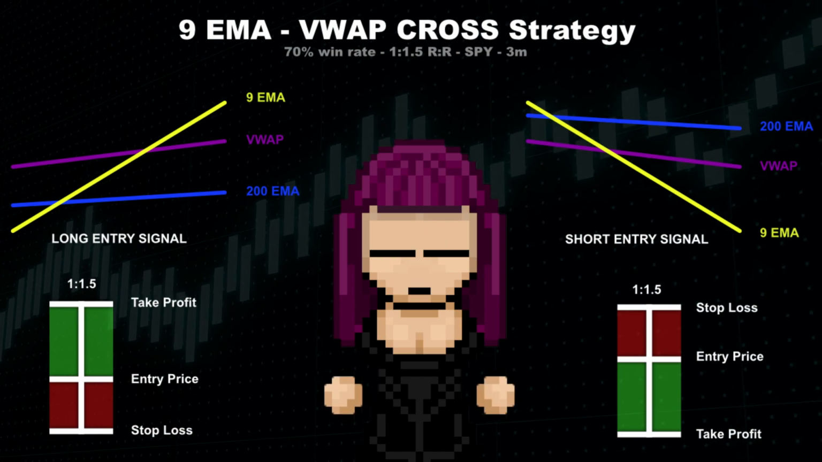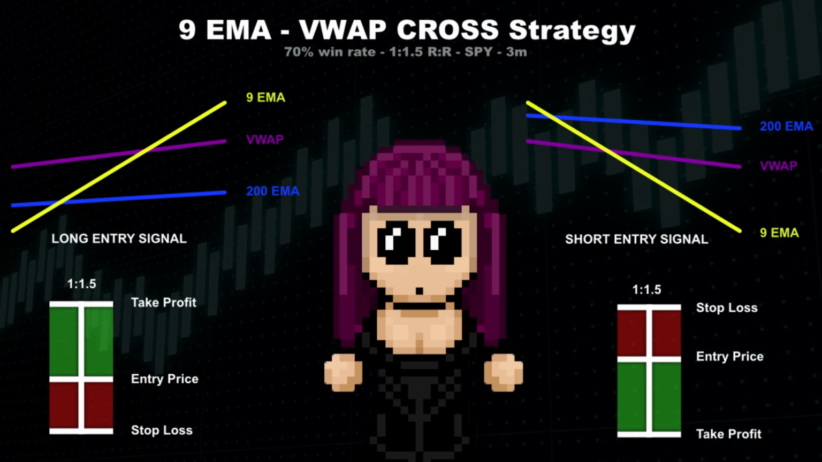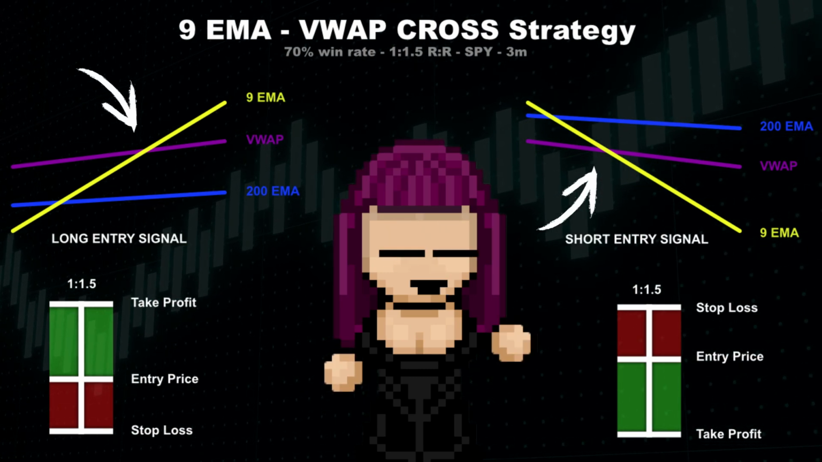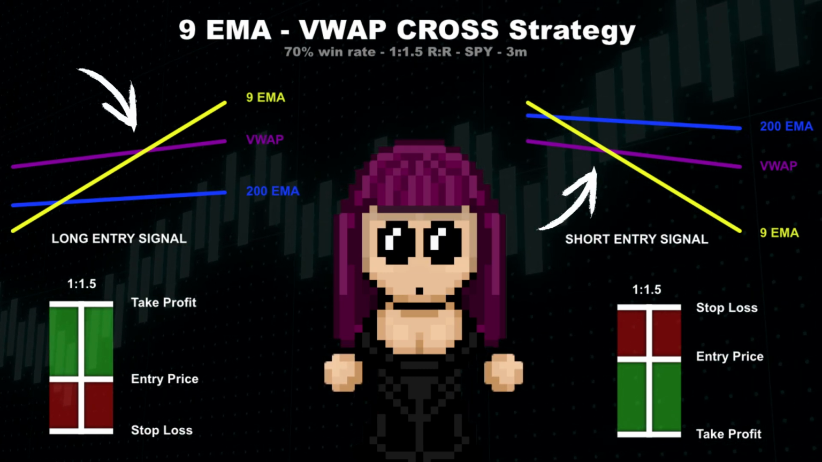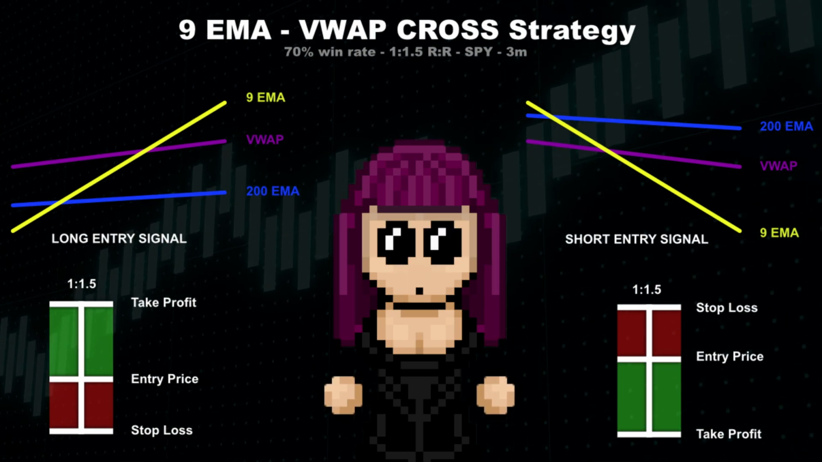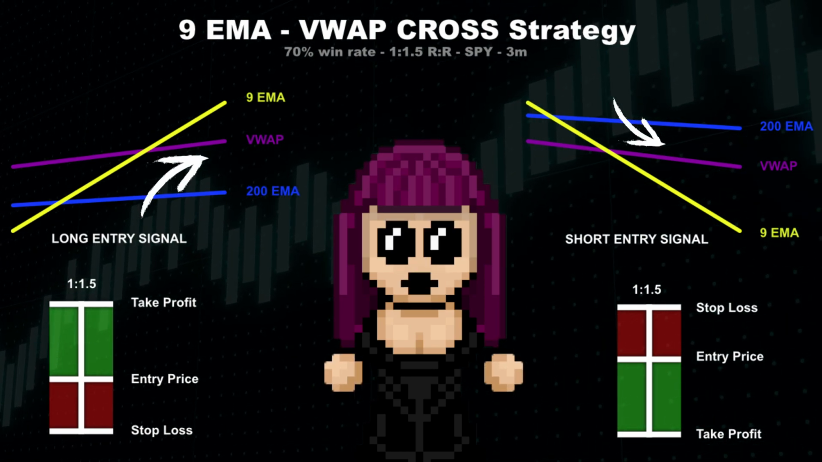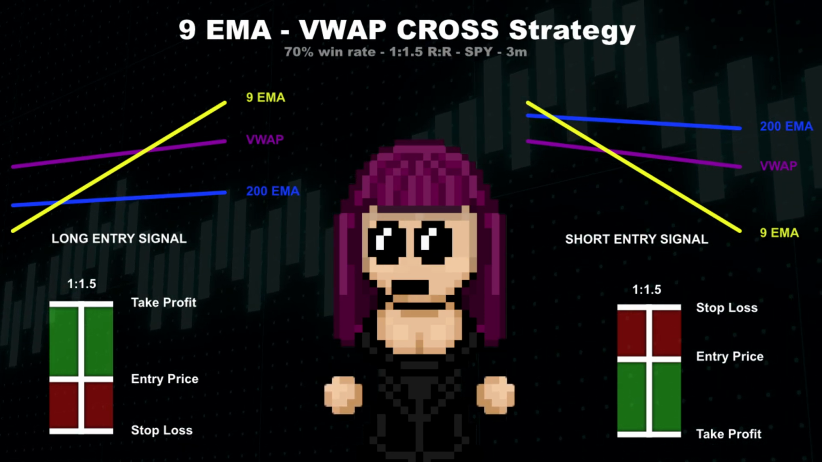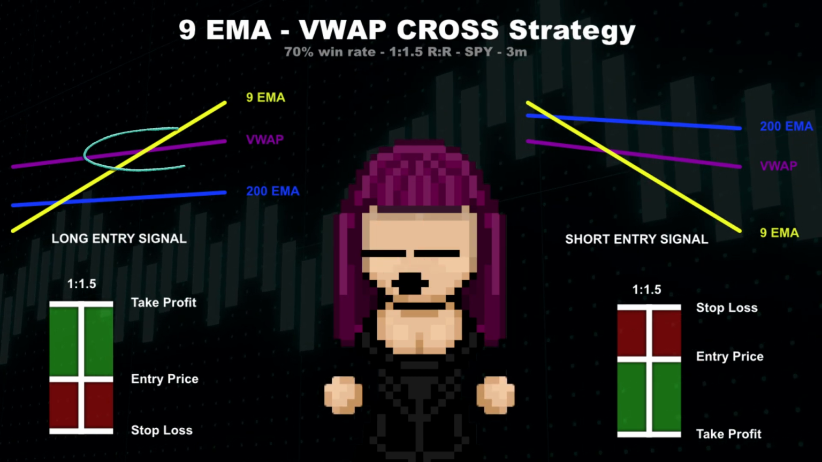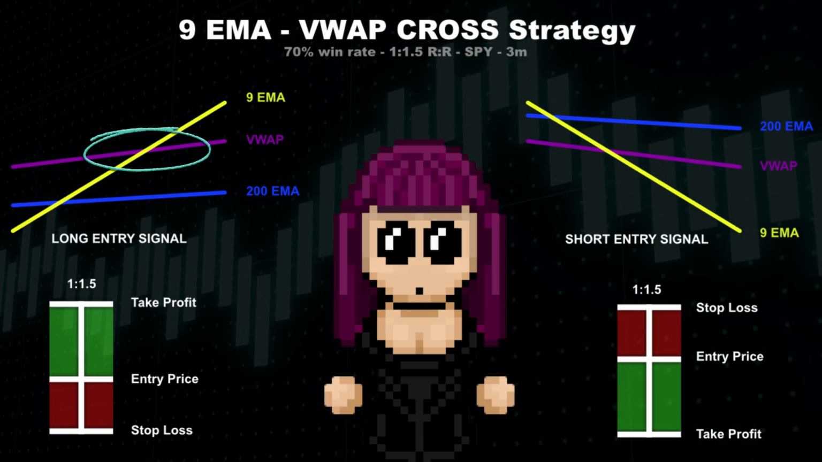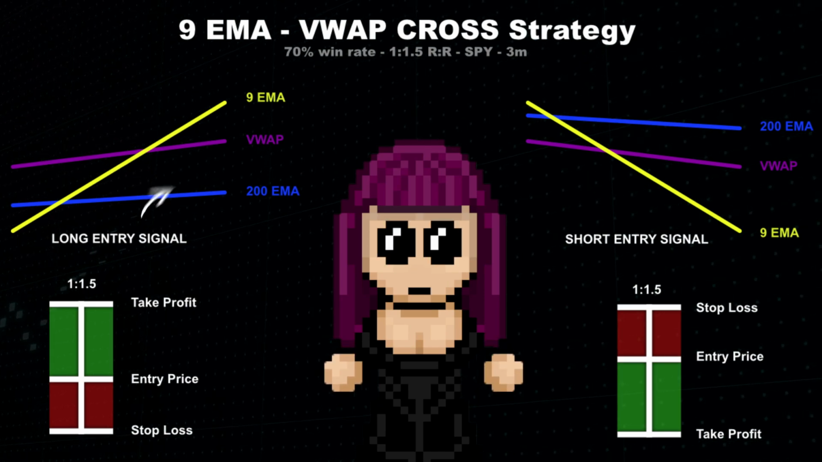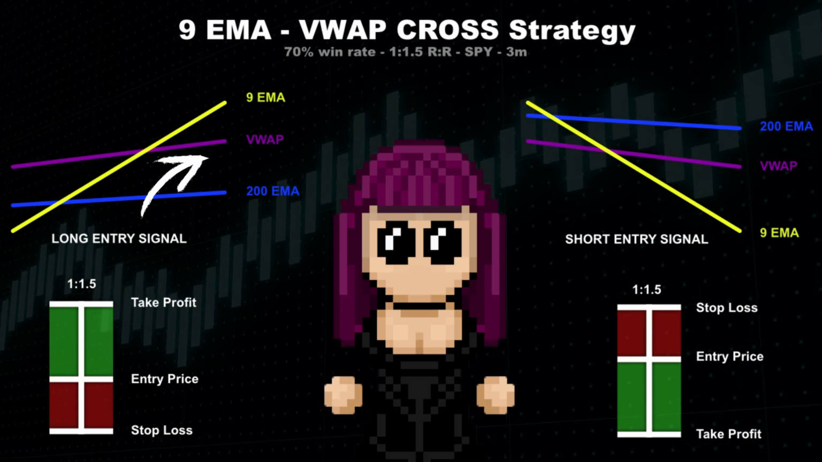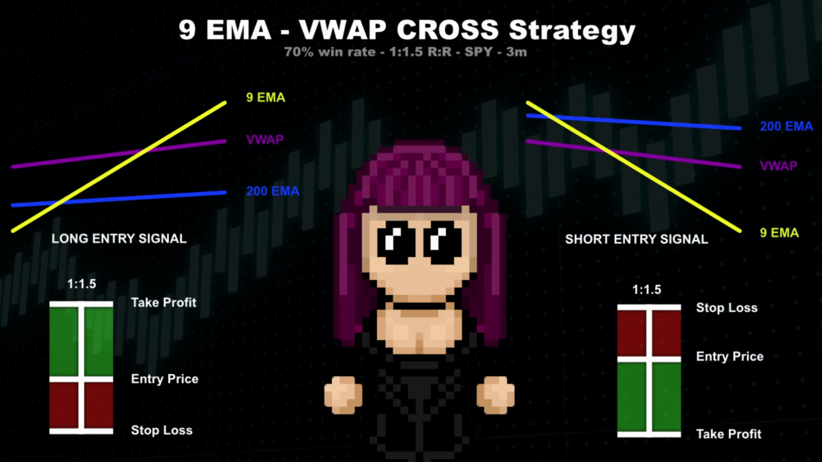So it's really straightforward. As you can see, the core of it is when the 9 exponential moving average crosses the VWAP and it crosses in a direction that matches its position to the 200 exponential moving average. So, for example, you'll see here on the left side of the screen, we have the 9 EMA crossing above VWAP, and that's happening when that crosses above the 200 exponential moving average. And when that cross happens, that is your long entry signal.